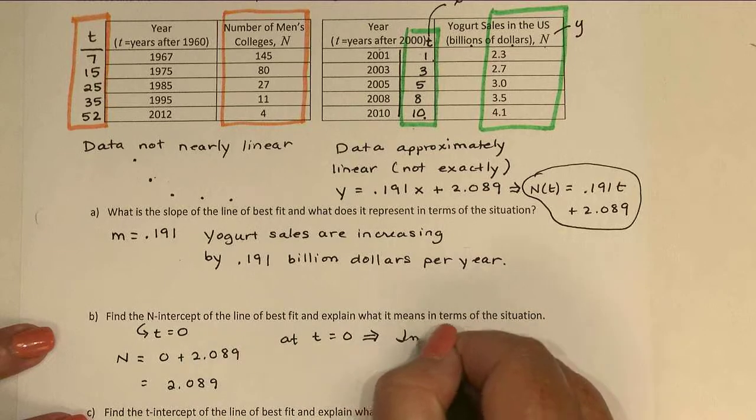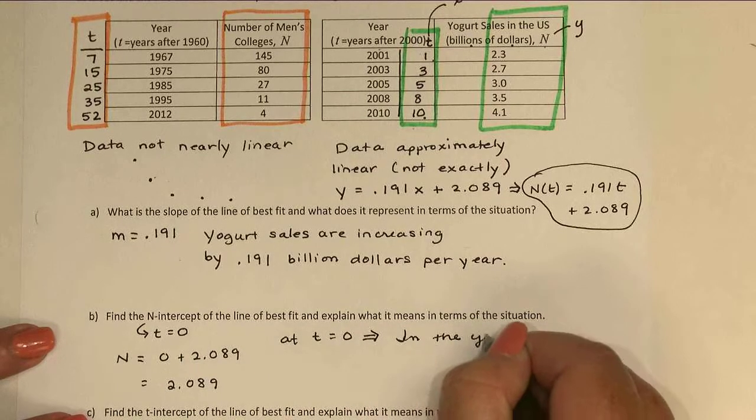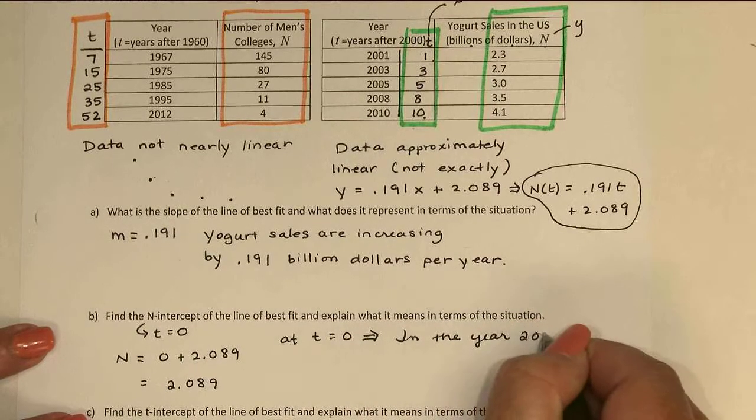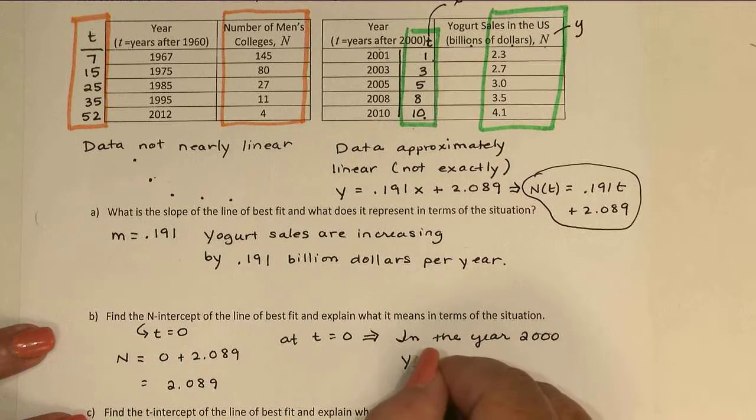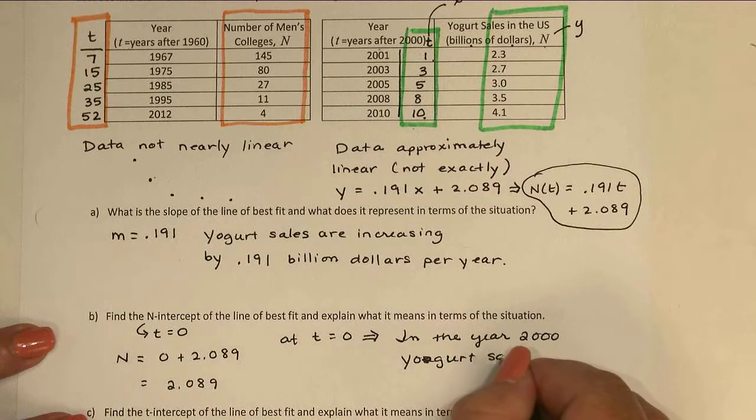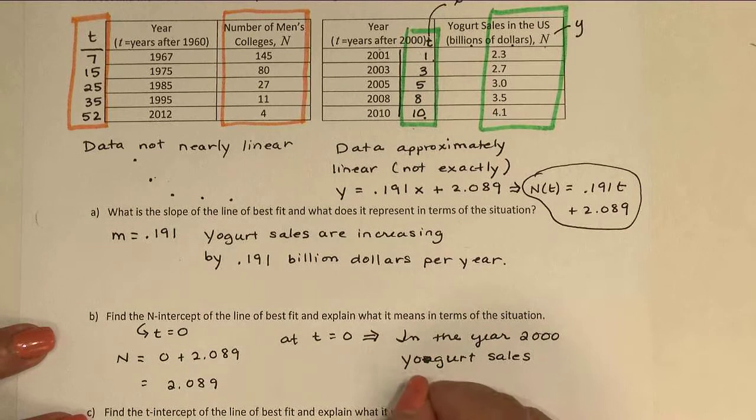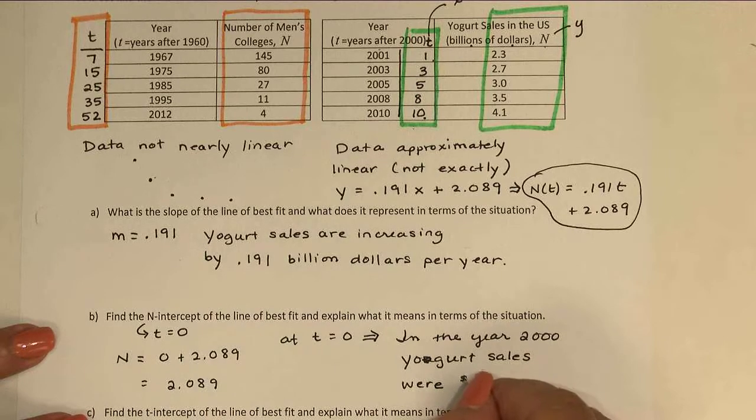So in the year 2000, the yogurt sales, goodness, I didn't spell that very well, were, according to our model, $2.089 billion.